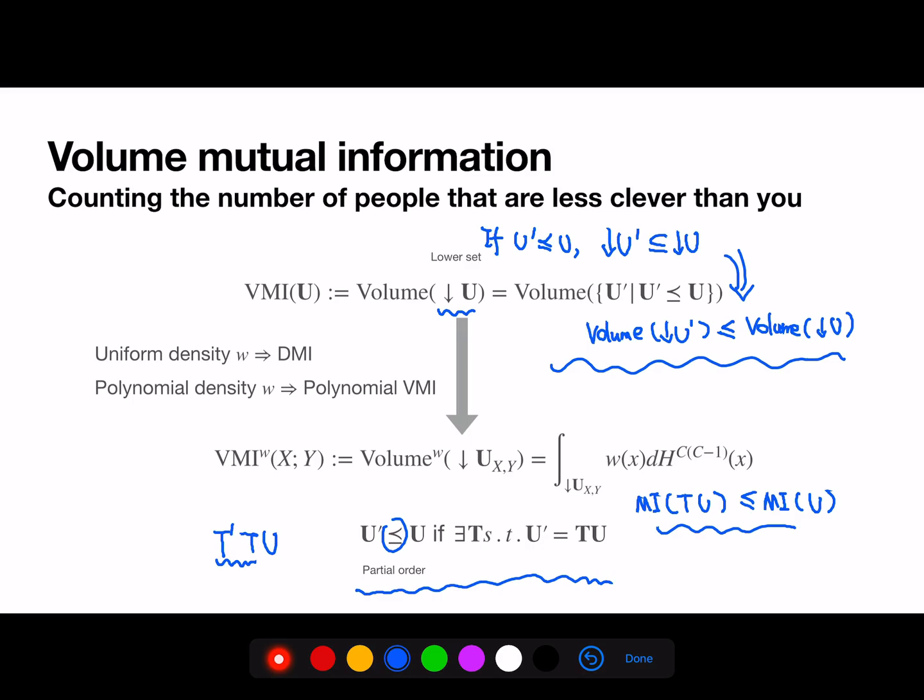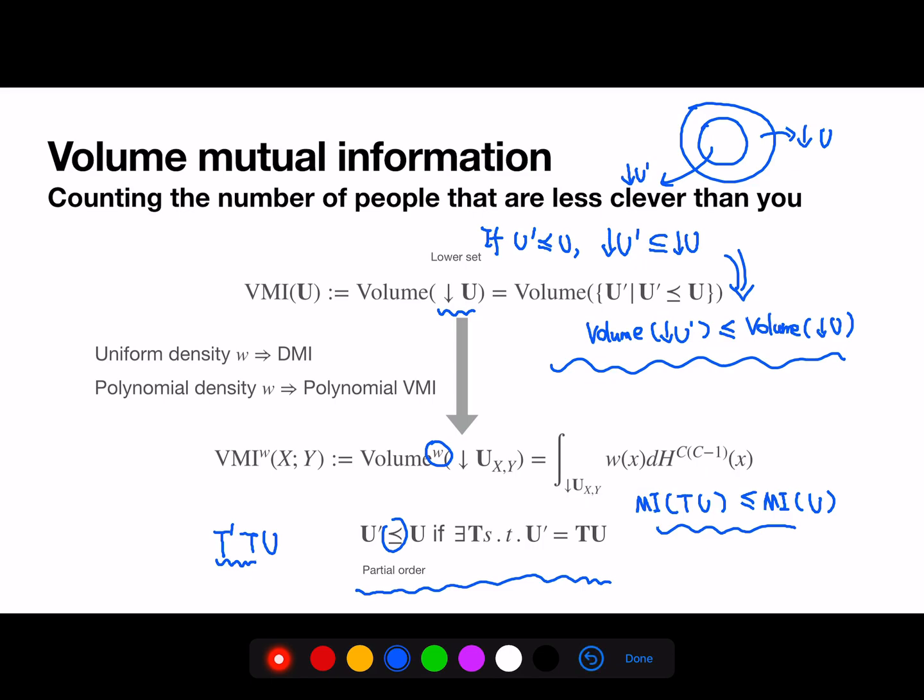Okay, so that's how we define the volume mutual information. We get the joint distribution matrix and we calculate the volume of its lower set defined on this partial order. And remember, when we calculate the volume in this space, where this may be U and this may be U prime, we can use any density function we want, as long as this density function is non-negative.